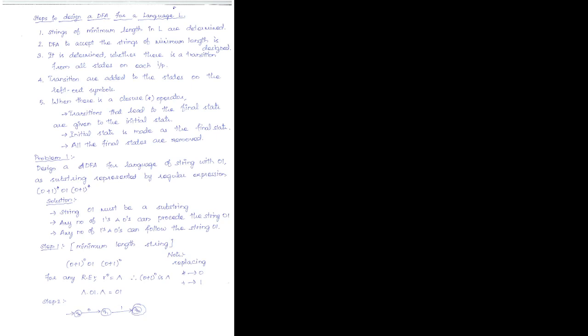Now we are going to see the steps involved in designing an NFA for a given language L. Step 1: a string of minimum length in L has to be determined. Then for that minimum length we have to design a DFA. Third step, we have to determine whether there is a transition for all states with all the inputs. And fourth, the transition should be added to states on all the left out symbols.